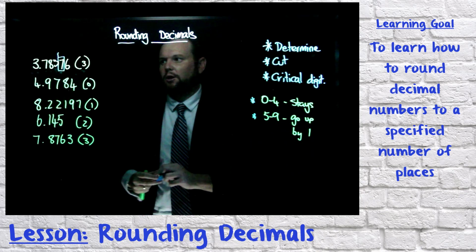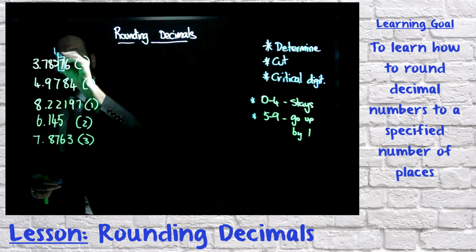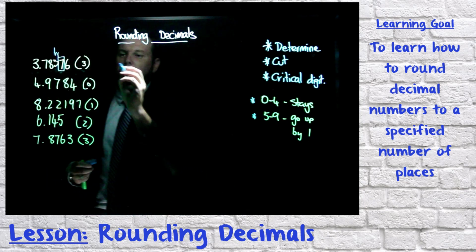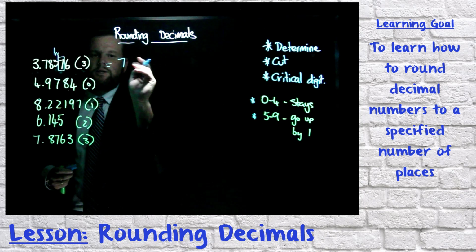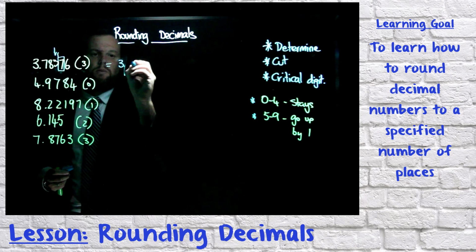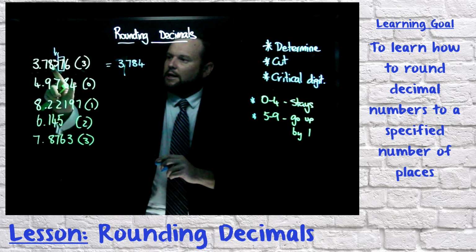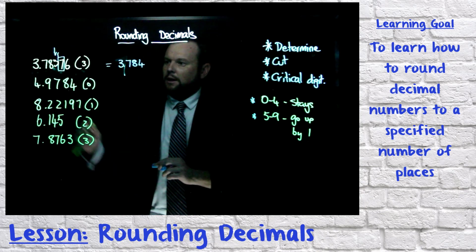Now which number needs to go up by 1? It's the number directly to the left of the line. So our 3 needs to go up by 1. So that means that once I round this number, it's 3.784, because this number has gone up by 1. Let's do it again here.